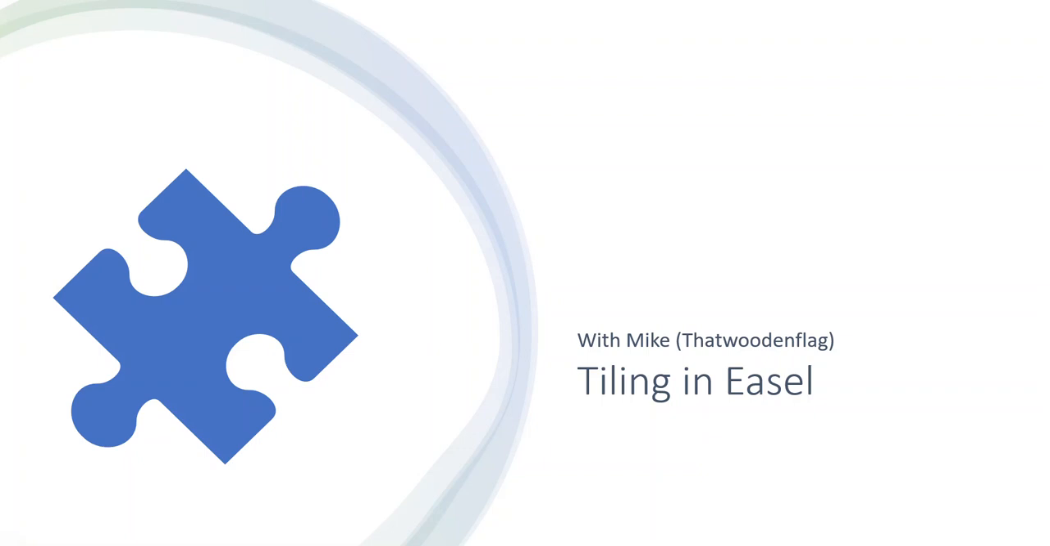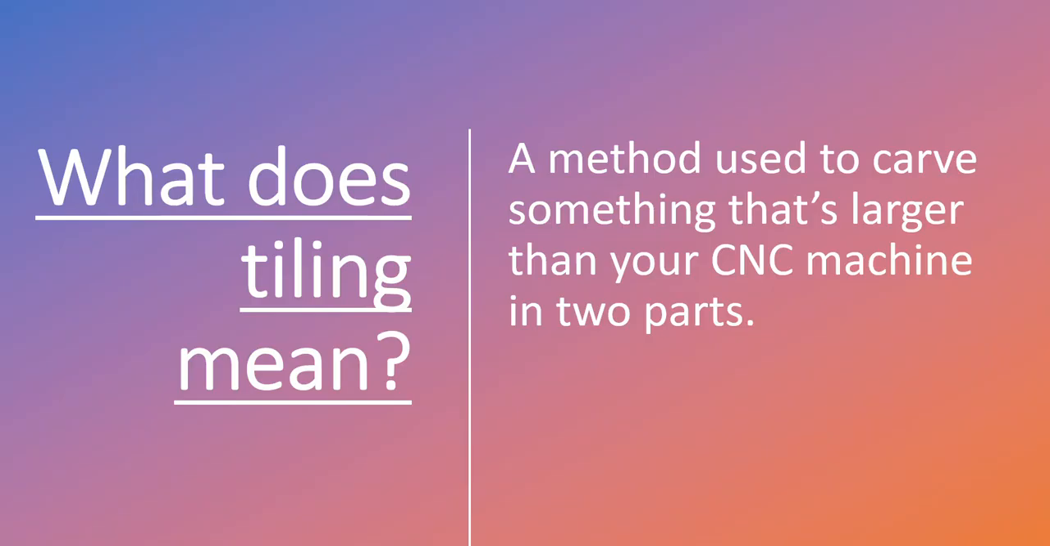Today we're going to be covering tiling in Easel. So, for starters, what does tiling mean? Let's say that you have a CNC machine with a specific cut area and you want to make something on a piece of wood that's larger than your cut area. You would need to use the tiling method.